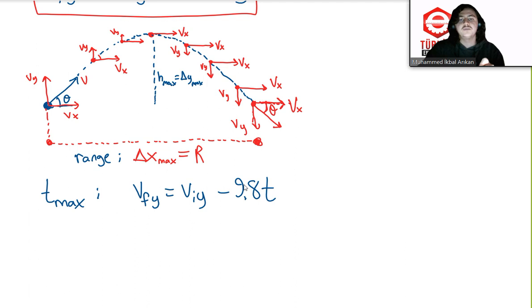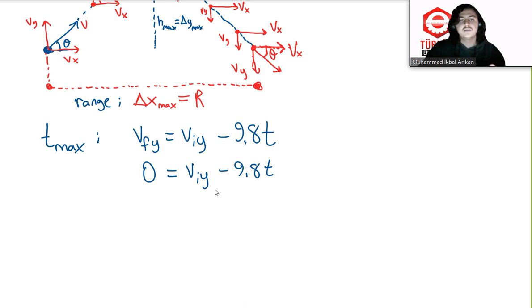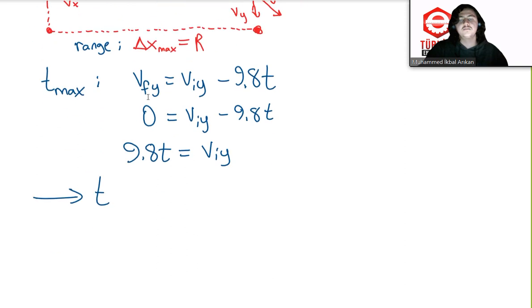What about this point? There is no V final y, so 0 will be equal to initial velocity in y minus 9.8 time. So let's calculate time max. Just send these values to the other side, so you will get positive 9.8 time equal to V initial y. When final velocity in y equals 0, that means you are reaching the maximum height. So T max for maximum height will be equal to V initial in y divided by 9.8. This is a new formula.